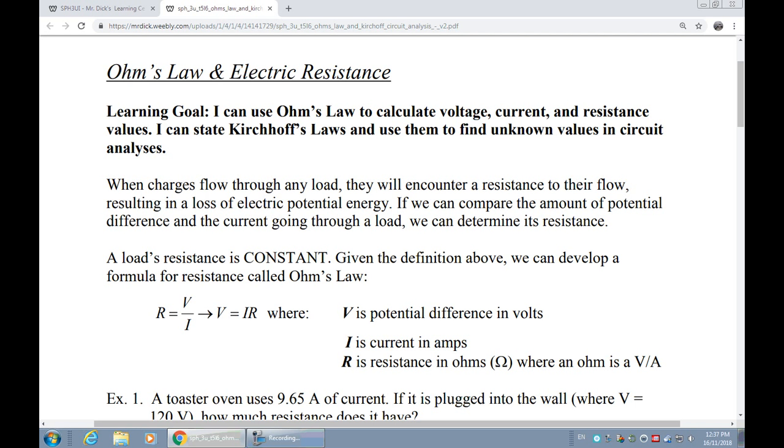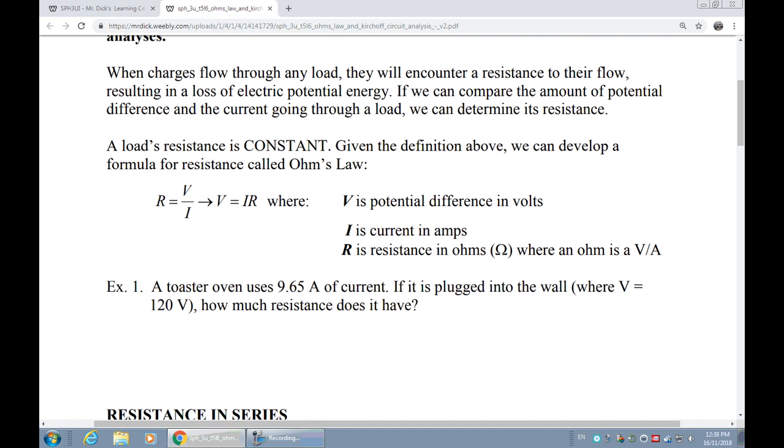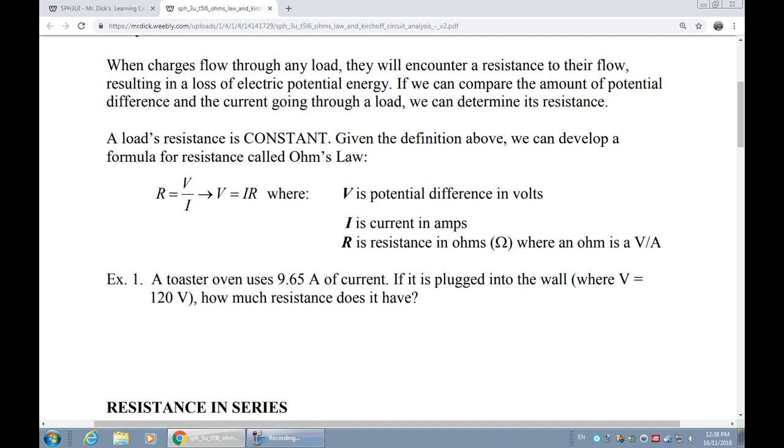And if we want to track this, we can compare the potential difference that we see and the current that's going through the load. In general, every load's resistance is some constant value. It's based on certain internal properties about that thing that's resisting it that determines how much resistance it has. But if we want to be able to calculate its resistance, we can develop a formula called Ohm's law that's based on voltage and current.